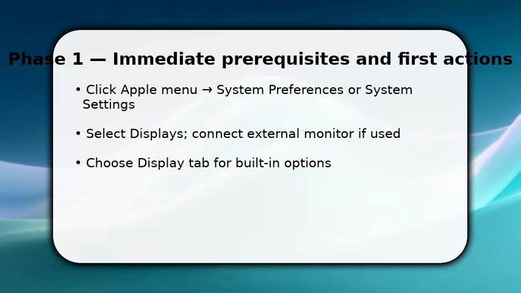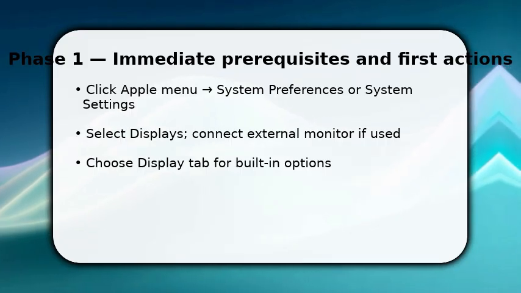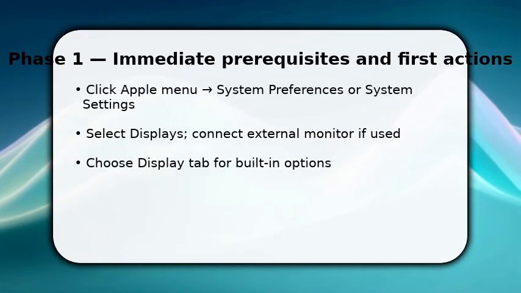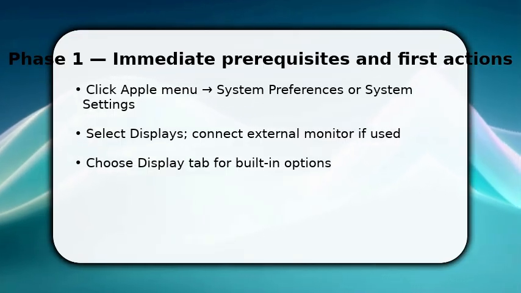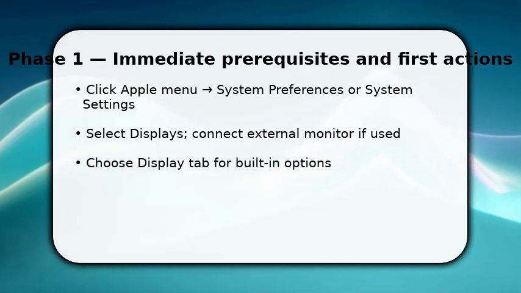You begin by opening System Preferences or System Settings. This is where Mac OS centralizes display controls. Once open, click Displays so you can see resolution and scaling options. If you have an external monitor, make sure it's connected and powered. The Mac detects it automatically.